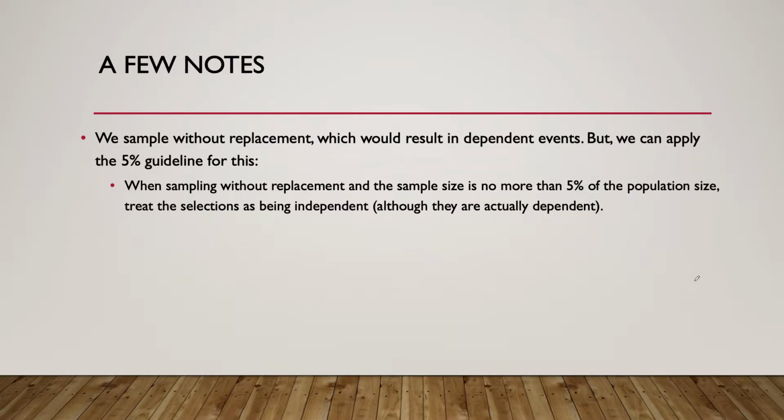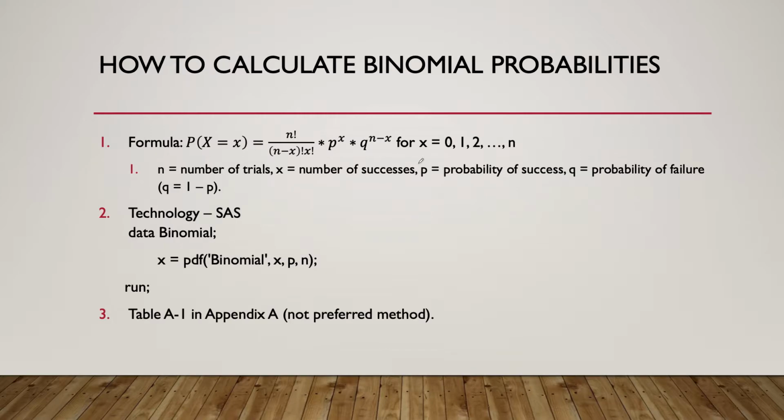Now, when we sample without replacement, which would typically result in dependent events, but we can apply the 5% guidance for this. When sampling without replacement and the sample size is no more than 5% of the population size, we would treat the selections as being independent, despite the fact that they're technically dependent events.